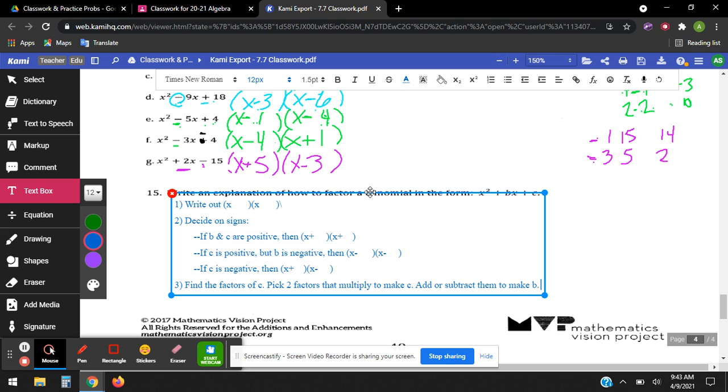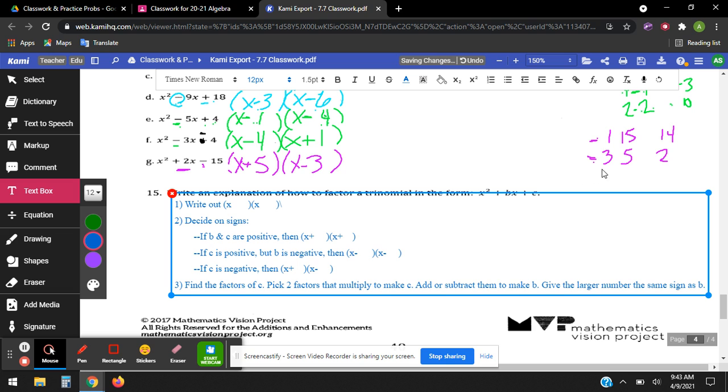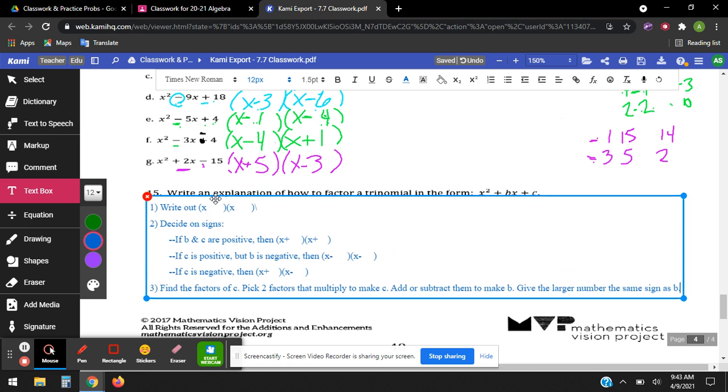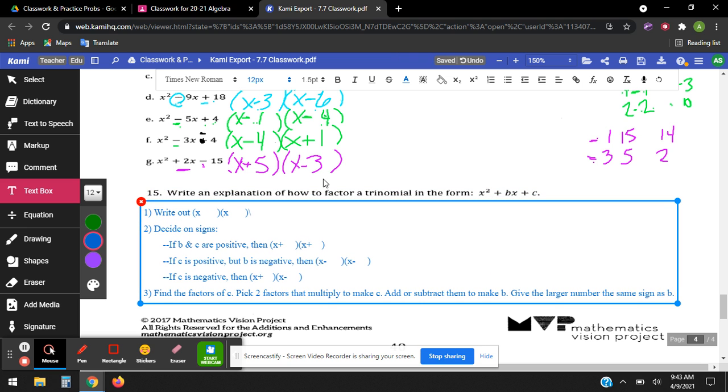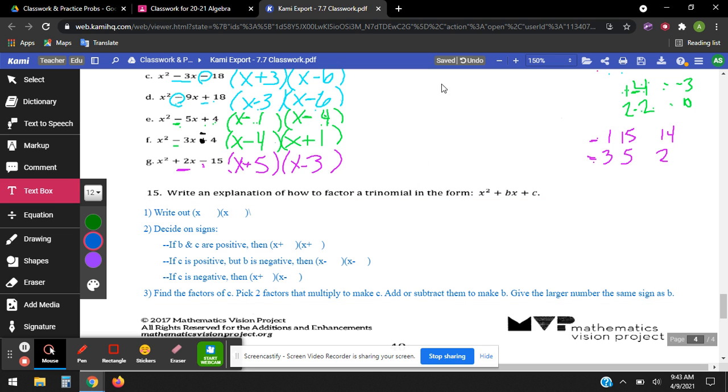If they're the same, we want to add. If they're different, we want to subtract. Give the larger number the same sign as B. So when they were different like this, we want to subtract. And when we subtracted them, we got a 2. And I know that I needed to have the bigger number be positive because my answer was positive, the same sign as B. So there's kind of the word written out of what we did up here on this top part.